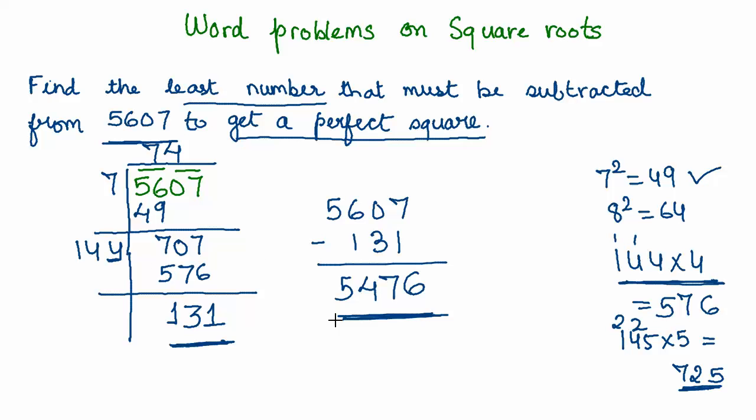We have already found it out. The square root of 5476 is 74. You can verify this for yourself: if you start with 5476 instead of 5607 and proceed to find the square root of 5476, you would not get a remainder. The remainder would be 0 and you would get 74 as the square root.